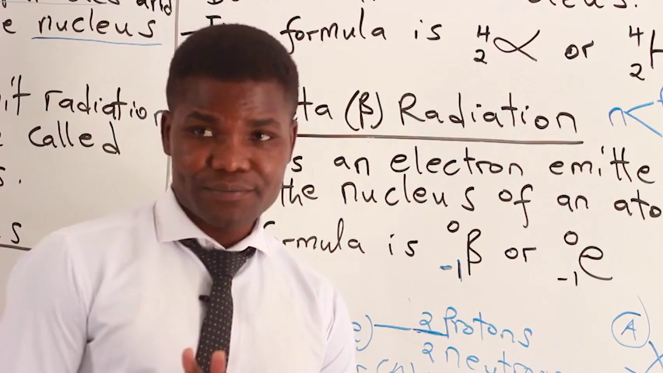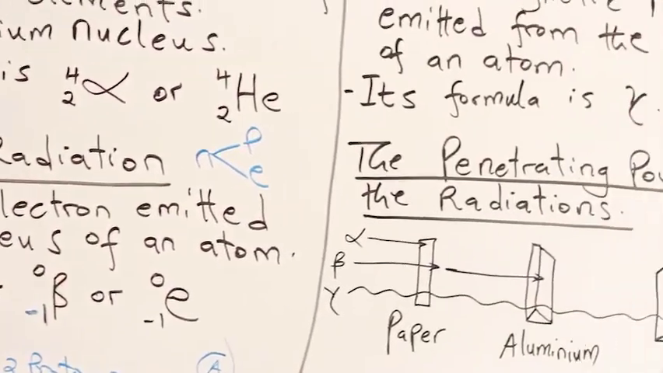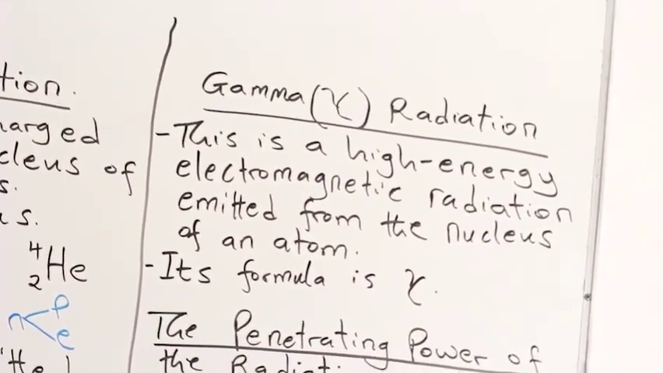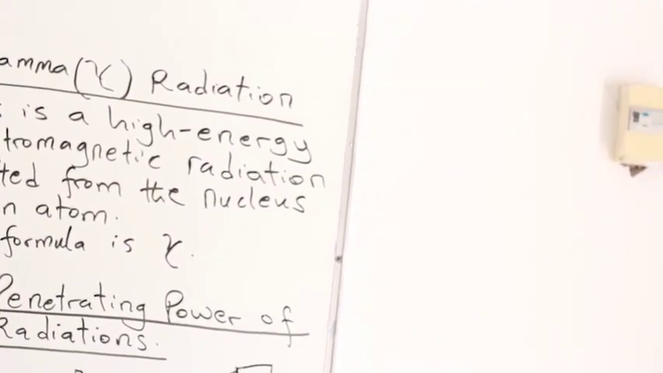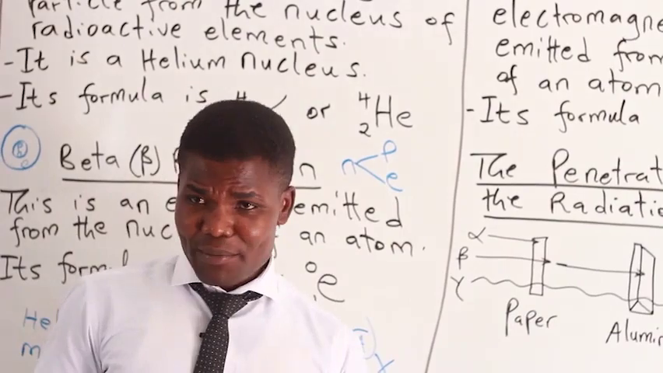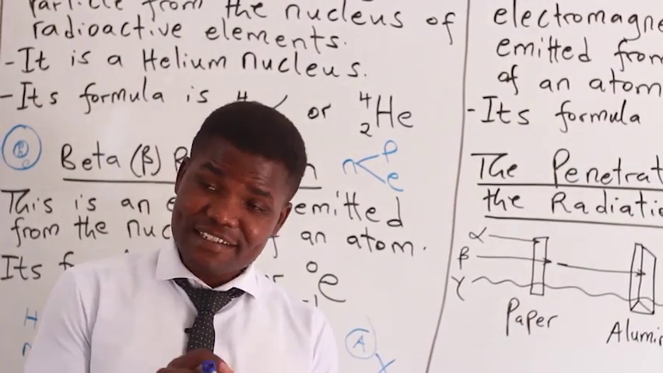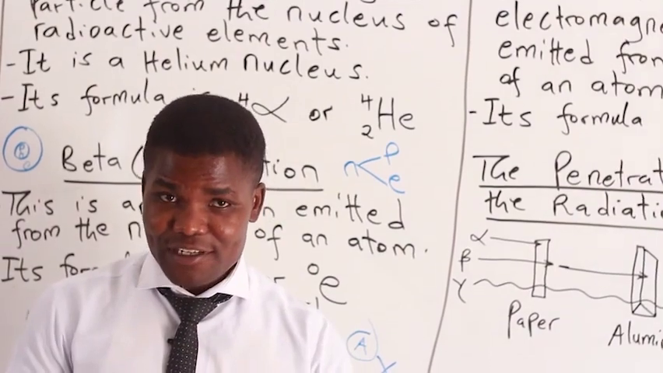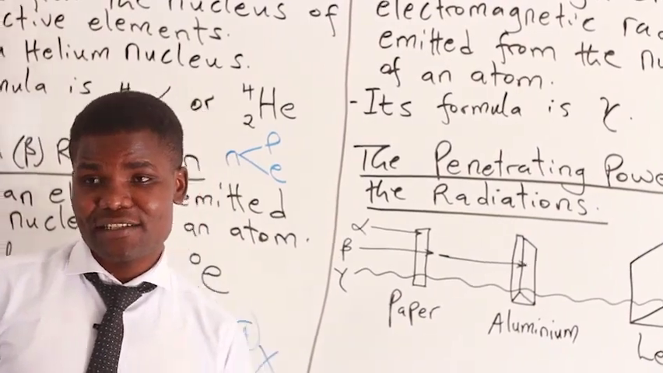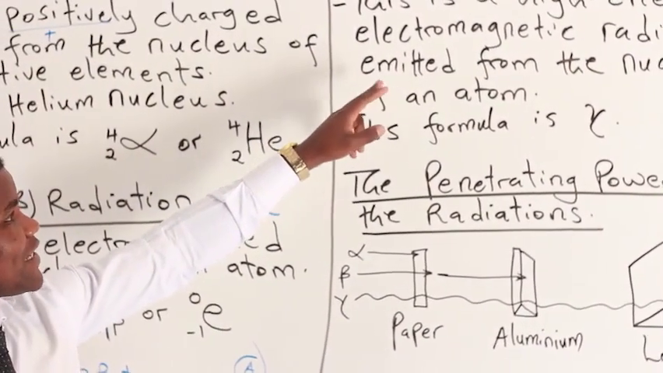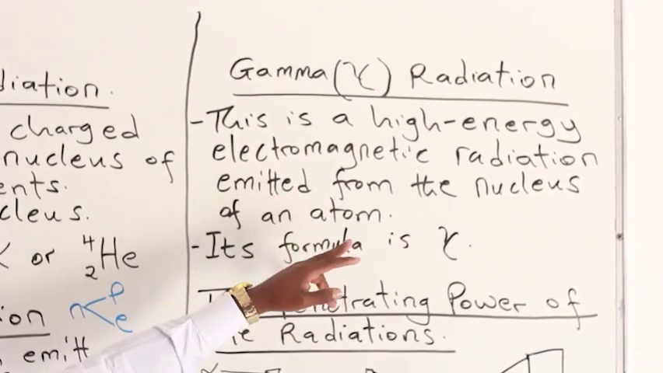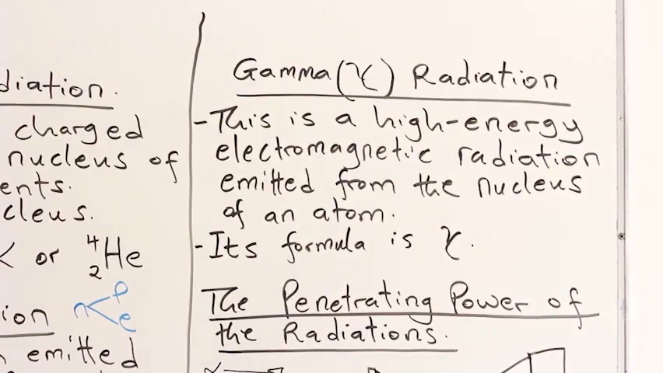We move to the third, which is gamma radiation. You realize that the first two, alpha and beta, are particles. Number three, gamma, is not a particle. Gamma instead is a radiation, an energy, an electromagnetic energy. So this is a high energy electromagnetic radiation emitted or given out from the nucleus of an atom.